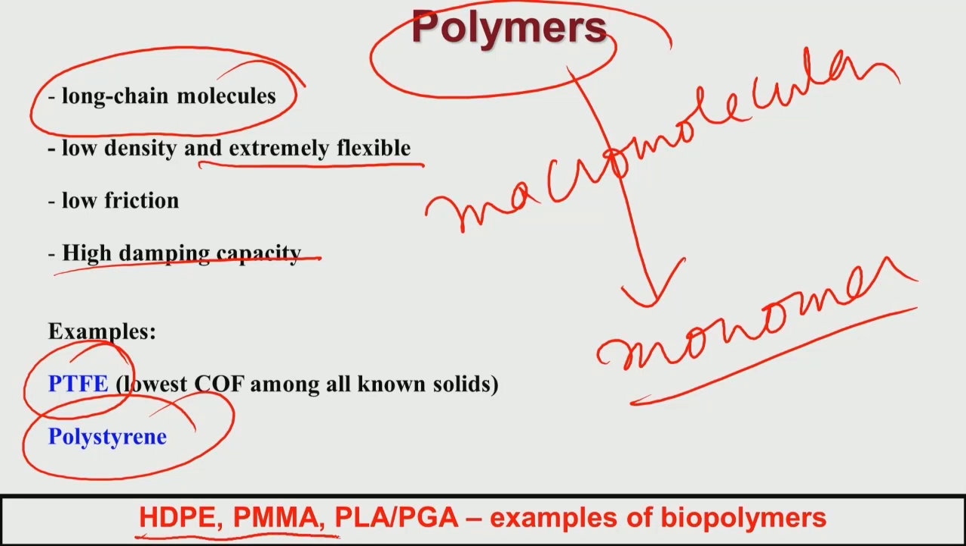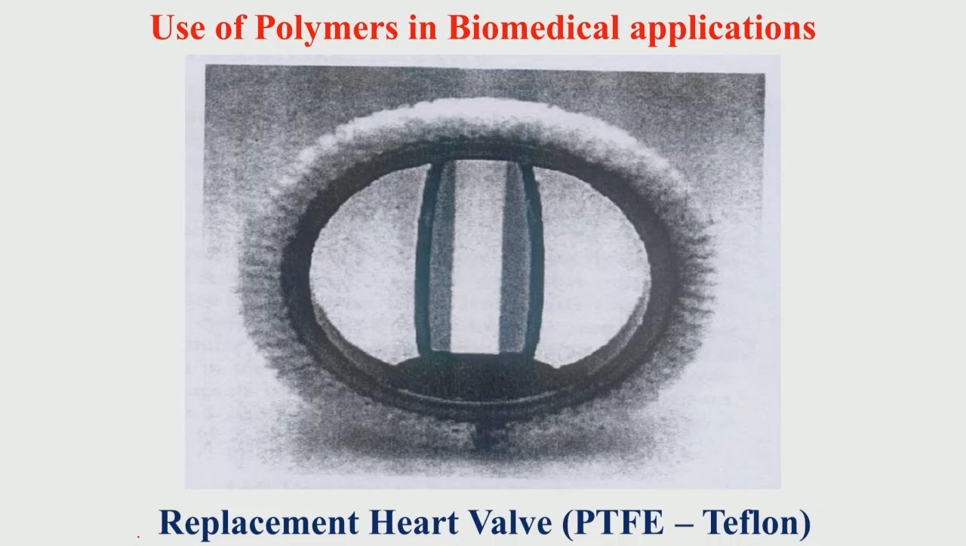Other biomedically relevant polymers are PLA and PGA, that is polylactic acid and polyglycolic acid, which are biodegradable polymers. You have polymethyl methacrylate, that is a bone cement, which is largely used. You have high density polyethylene, this is also another popular example of the biopolymers.